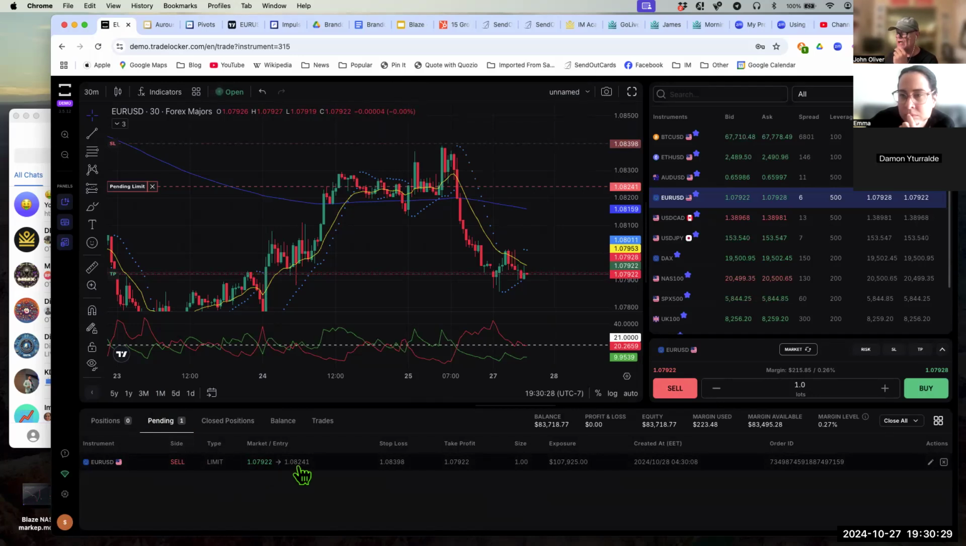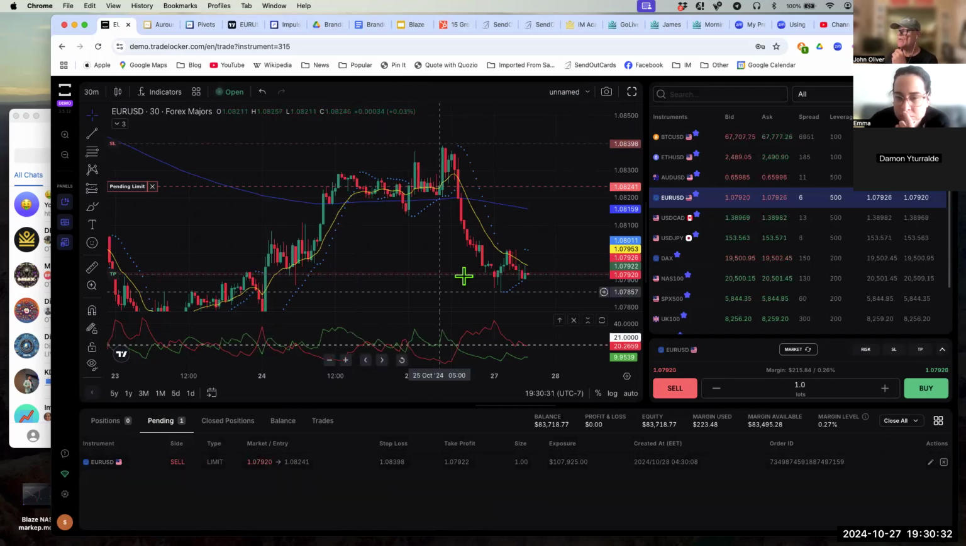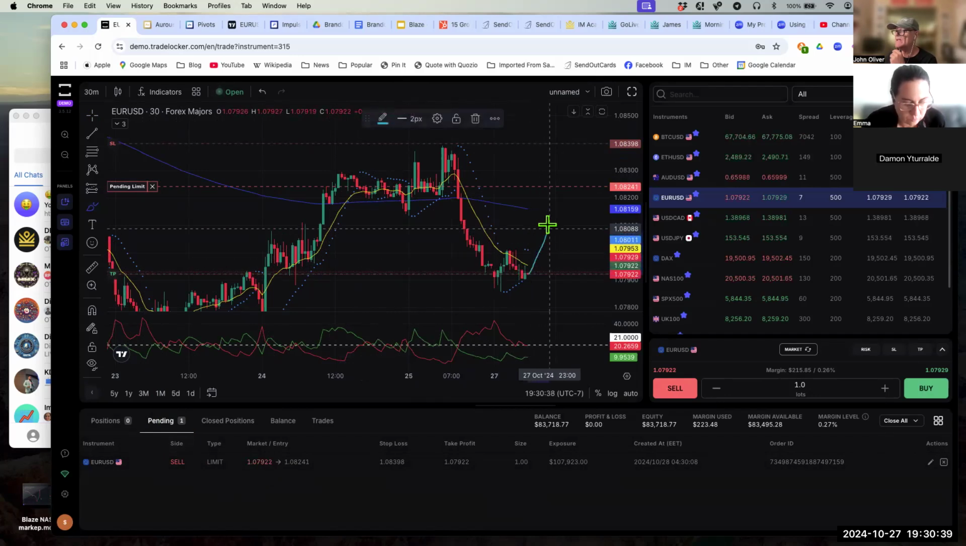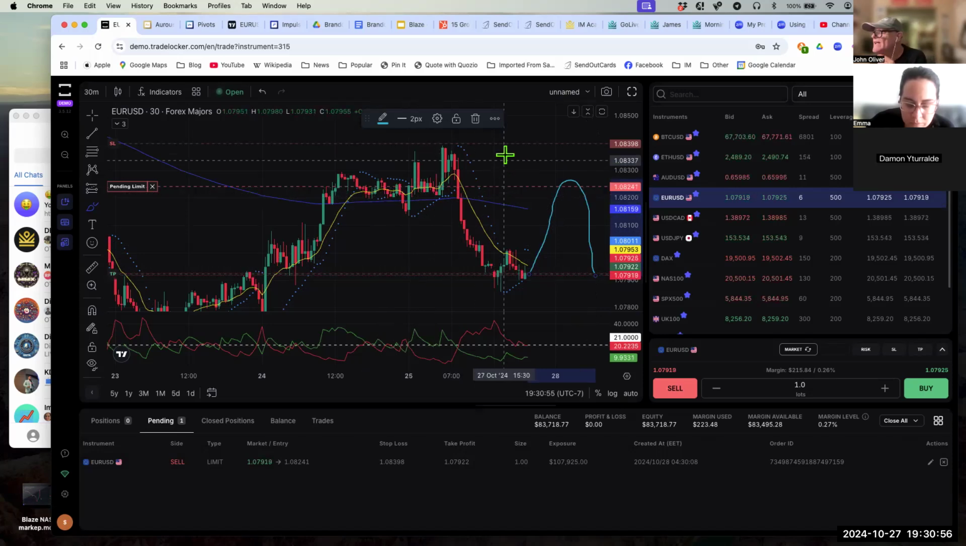Entry is at 108241. So what we're hoping it does, obviously, is that it comes up here, goes through this, and when it comes back through that line again, it's going to trigger, and we're looking for it to come down to here to take our profit on that line. So this is our take profit line. This is our entry line, and that faint line, can you see that there? That faint line there is our stop loss.